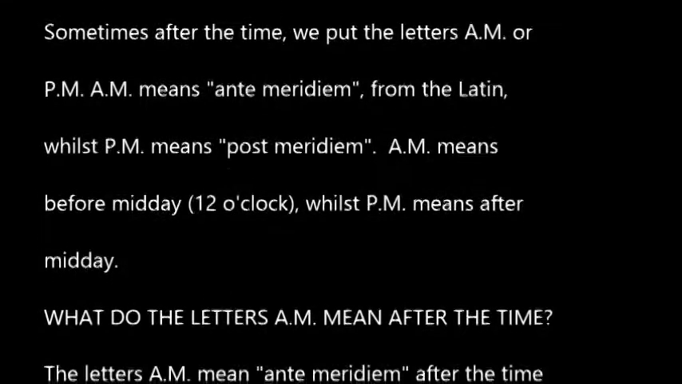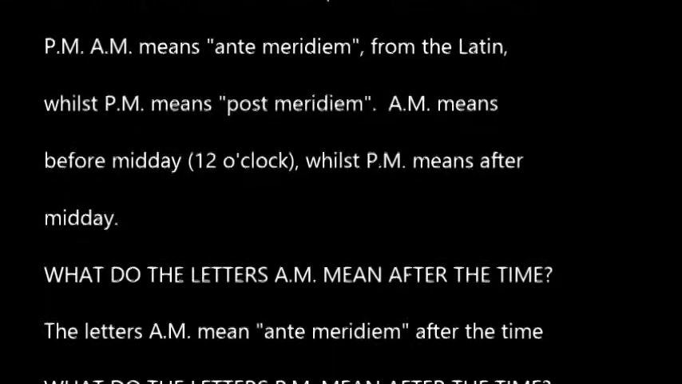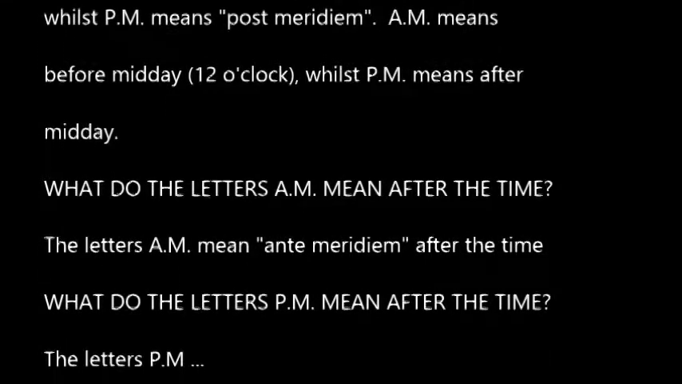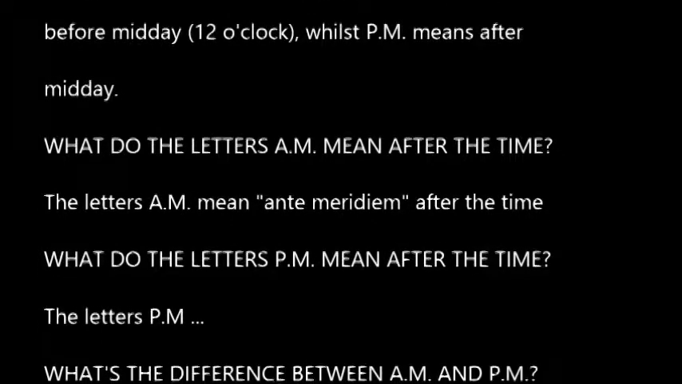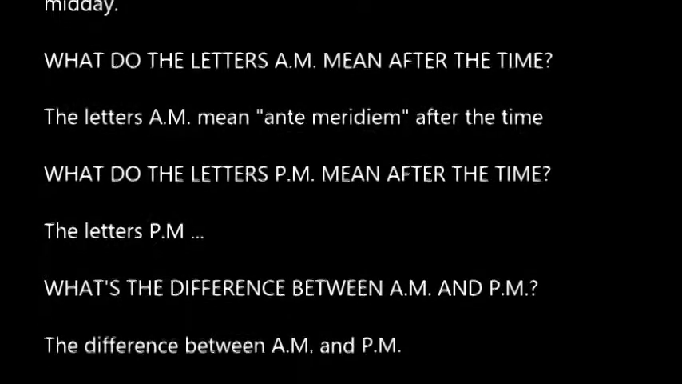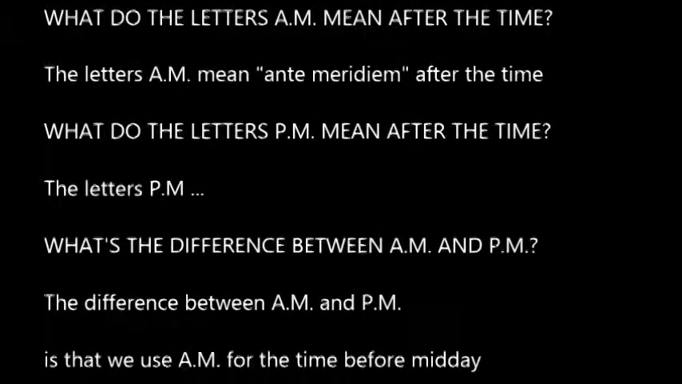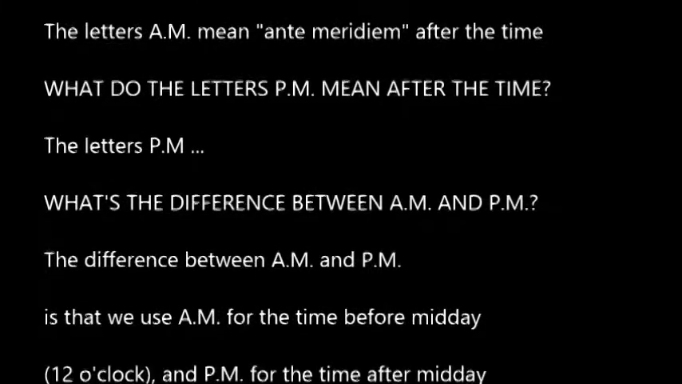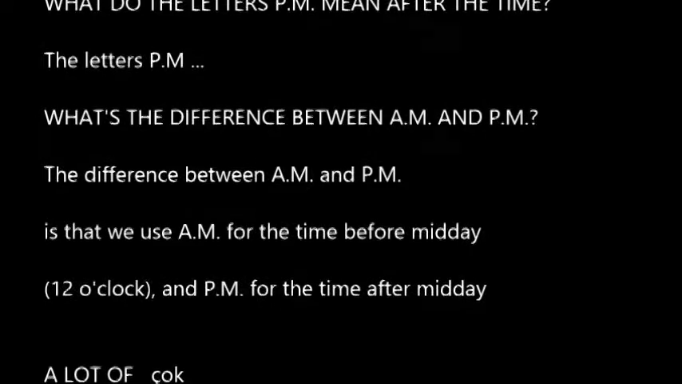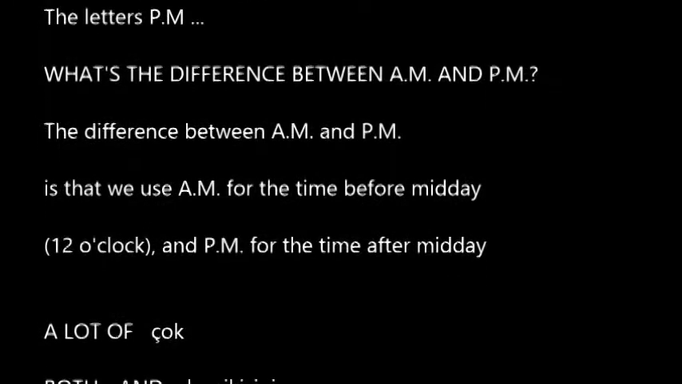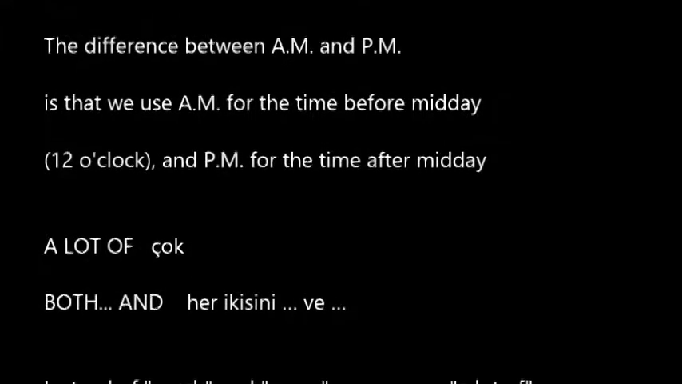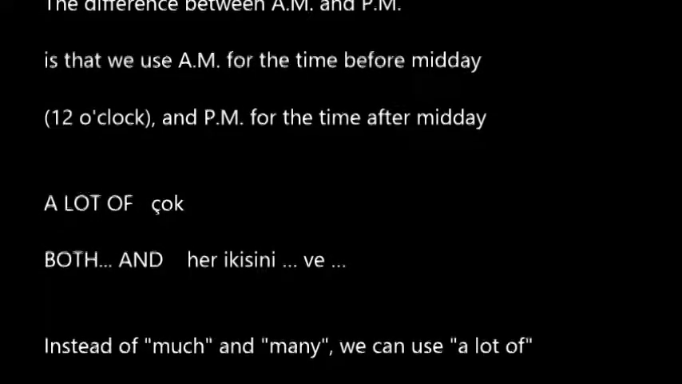What do the letters AM mean after the time? The letters AM mean ante-meridiem. What do the letters PM mean after the time? The letters PM mean post-meridiem. What's the difference between AM and PM? The difference between AM and PM is that we use AM for the time before midday, 12 o'clock, and PM for the time after midday.